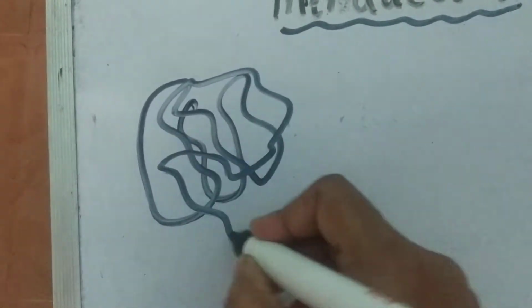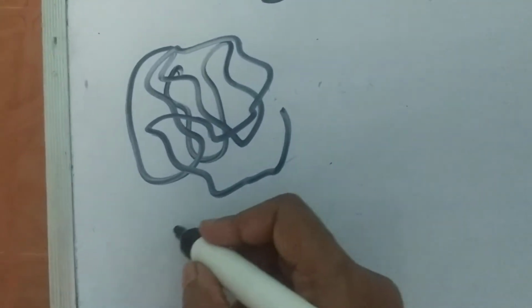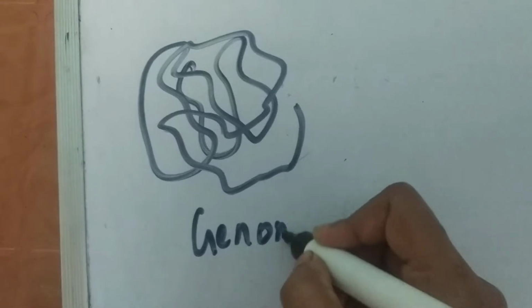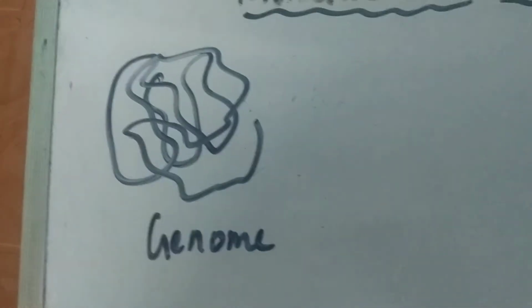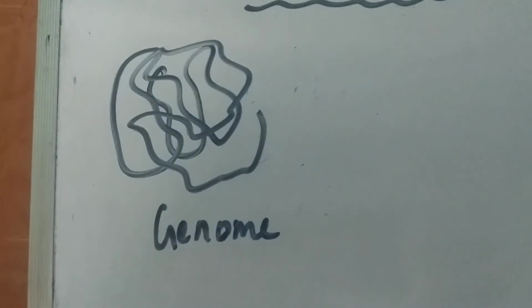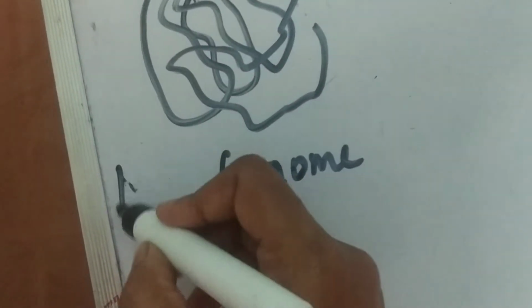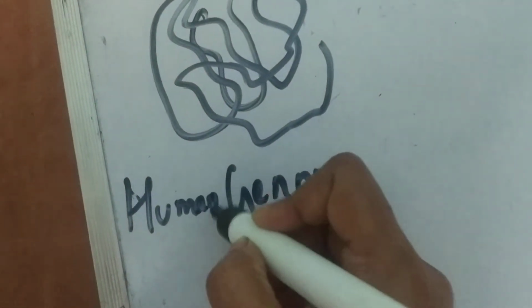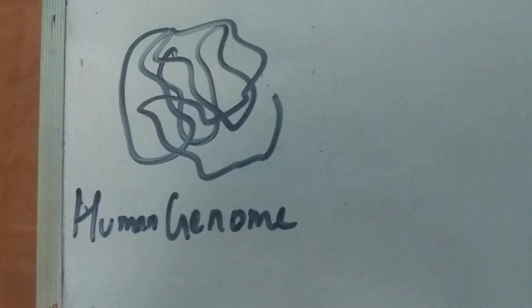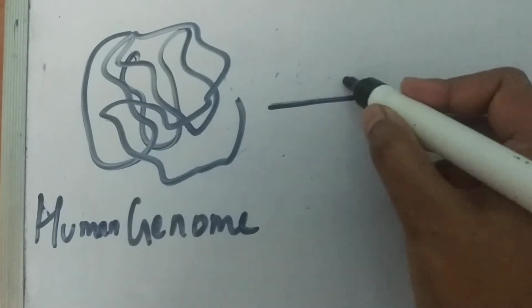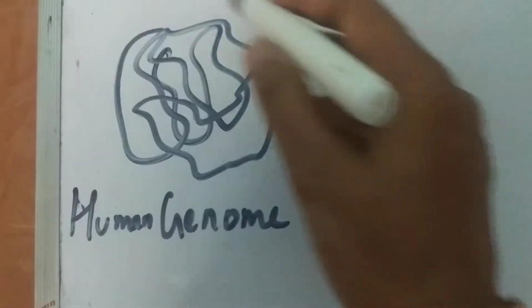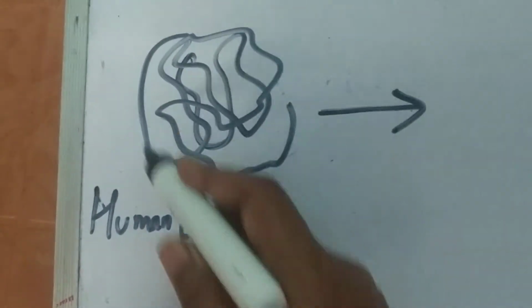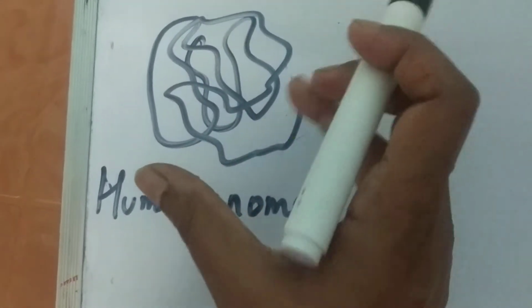From where will you isolate a gene of interest? You won't get it in the shop, obviously. So you need to take a genome. Whose genome will you take? You can take a human genome, you can take a plant genome, from wherever you want to isolate the gene of interest. Genome means the entire set of DNA is there. The complete DNA of the organism is there.